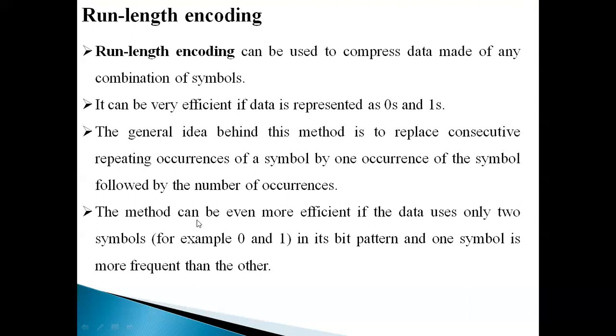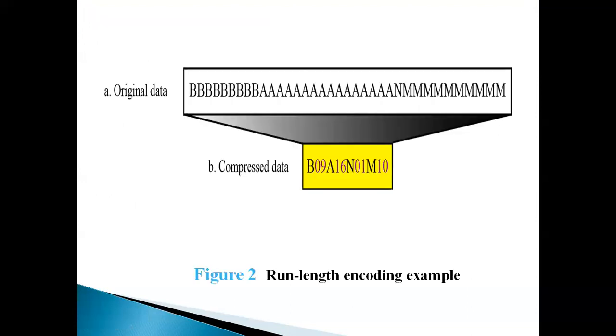So that last point is the same. We are using zeros and ones, which should be more efficient. We will see run length encoding with an example, and then you will clearly understand the concept.